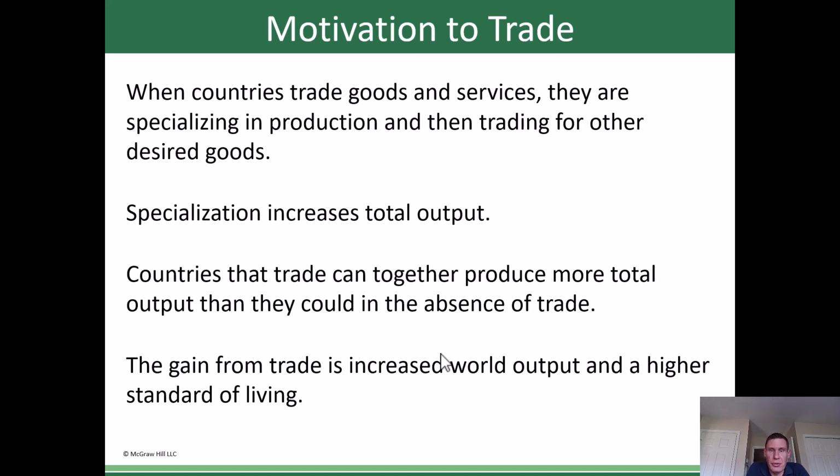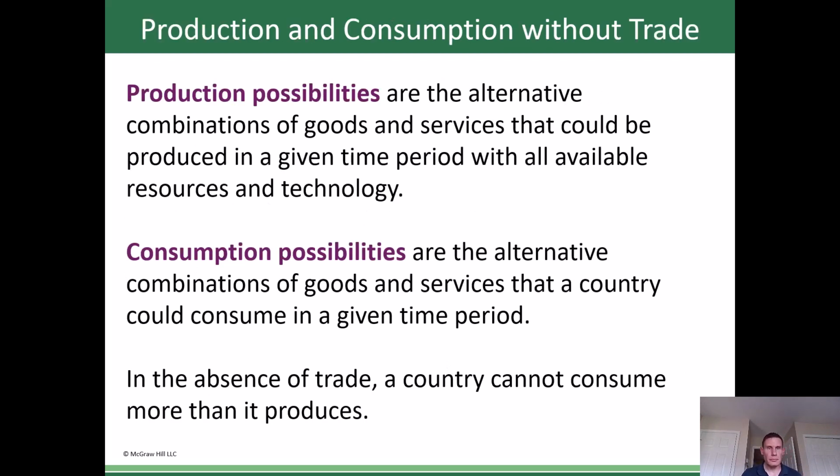So specialization increases total output. Countries that trade can together produce more total output than they could in the absence of trade. The gain from trade is increased world output and a higher standard of living.